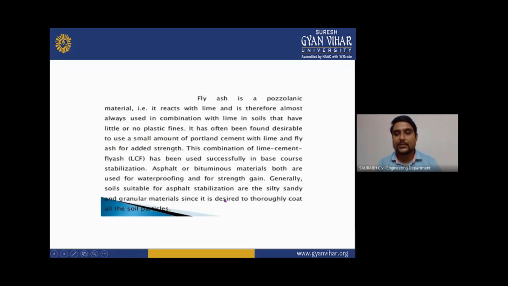Now we will come to fly ash soil stabilization. As we all know, fly ash is a pozzolanic material. It reacts with lime and is therefore almost always used in combination with lime in soils that have little or no plastic fines. It has often been found desirable to use a small amount of Portland cement with the lime and fly ash for added strength. This combination of lime, cement, and fly ash, which is also known as LCF, has been used successfully in base course stabilization.